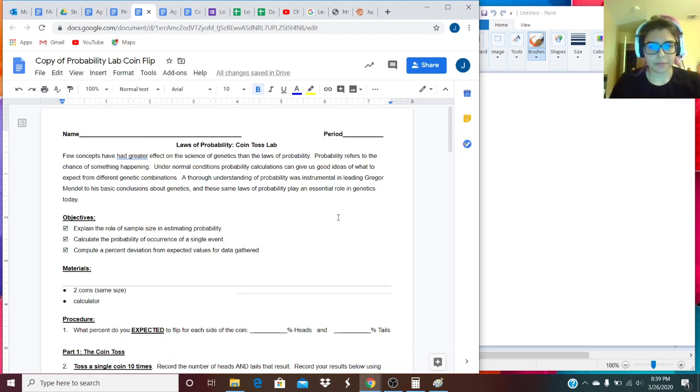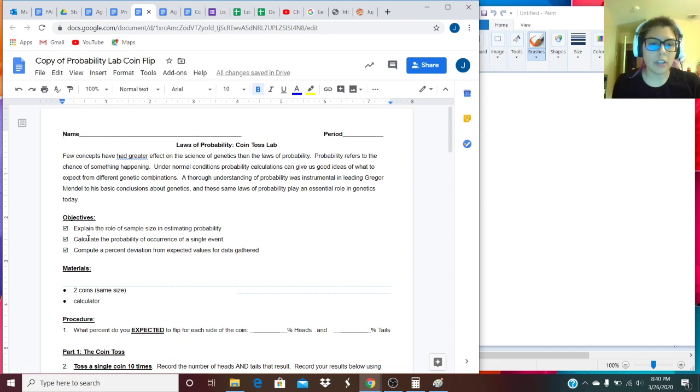So, when it's talking about the chances of something happening, for probability, we're either finding a percentage of something that's going to happen or a ratio that's going to happen. In this lab, we're going to focus on percentages of something happening. In this case, whether we flip for heads or tails, hence the coin toss.